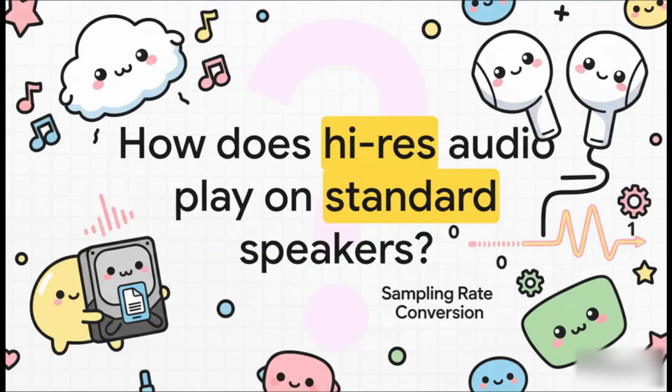I mean, have you ever really stopped to think about it? You've got this huge, super high-quality audio file on your computer, but somehow it plays flawlessly through your tiny wireless earbuds? How in the world does that signal change size without turning into a garbled mess? Well, the answer is a really clever process called sampling rate conversion.